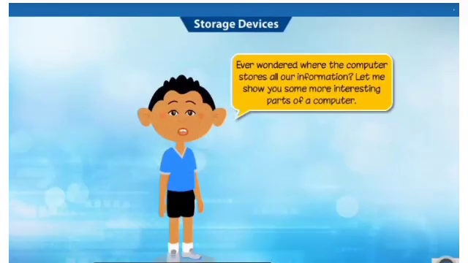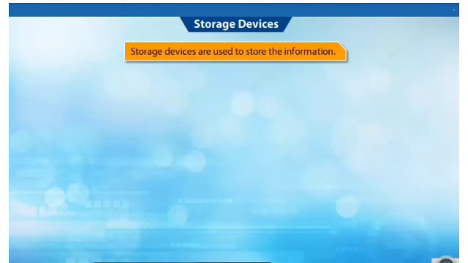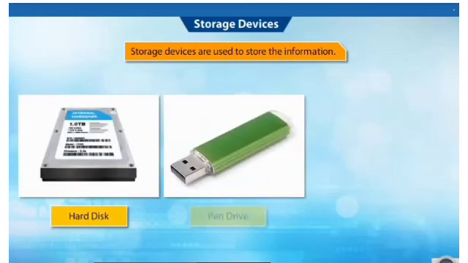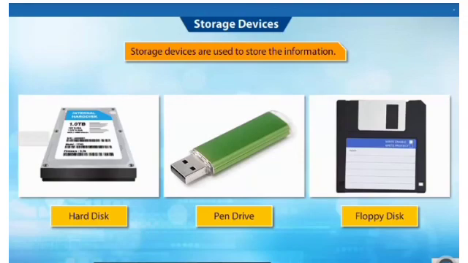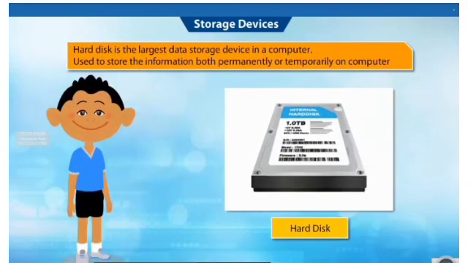Ever wondered where the computer stores all our information? Let me show you some more interesting parts of a computer. These are storage devices. A storage device is a device used to store information either temporarily or permanently. You can store information on hard disks, pen drives, and floppy disks. This is a hard disk. A hard disk is the main and the largest data storage device in a computer. You can use a hard disk to store information permanently on a computer.